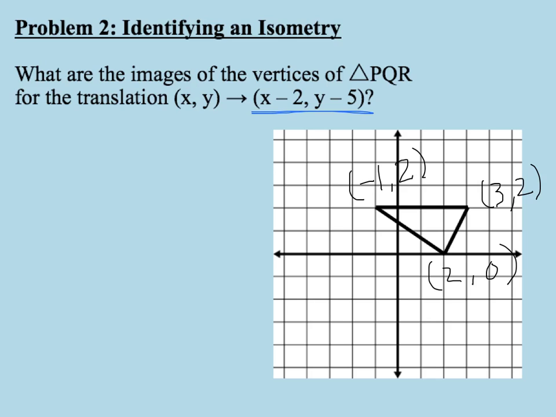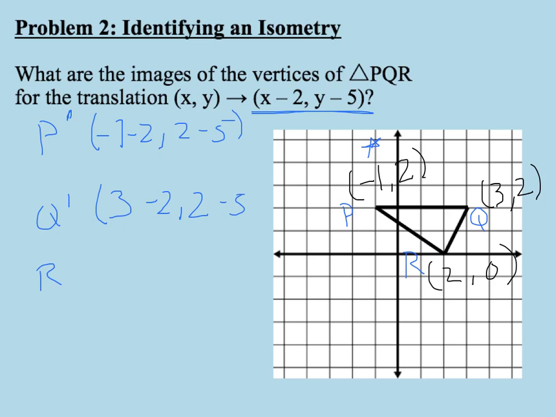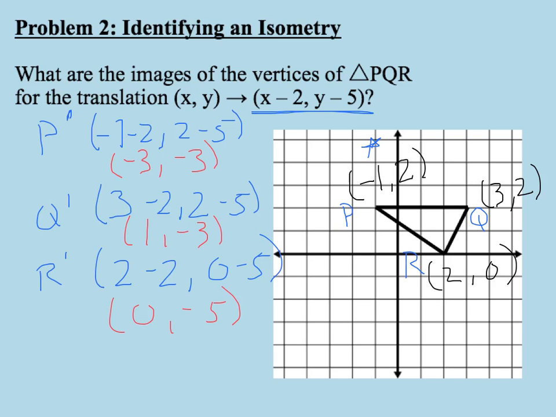So my transformation, if I just say that this is P, Q, and R. P with a little dash saying that that's the transformation point. And if I'm going to subtract 2, it would be -1 minus 2, because my original point is -1. And then I would have 2 minus 5. And you do that for all of your points, all your transformation points. So I'd have 3 minus 2 and 2 minus 5. And then I would have 2 minus 2 and 0 minus 5. So those would be my 3 new points.